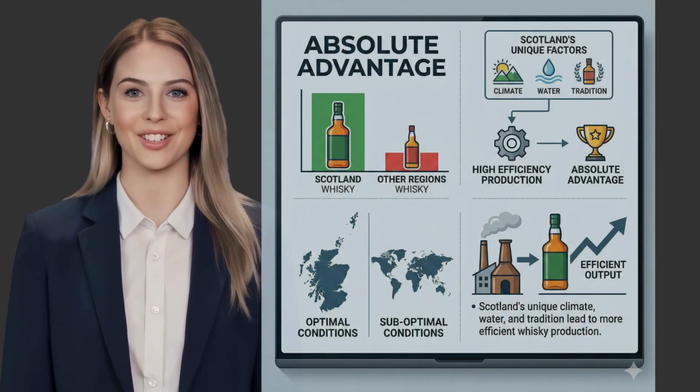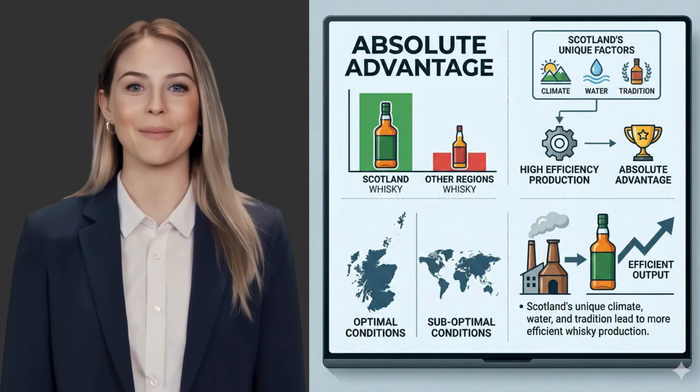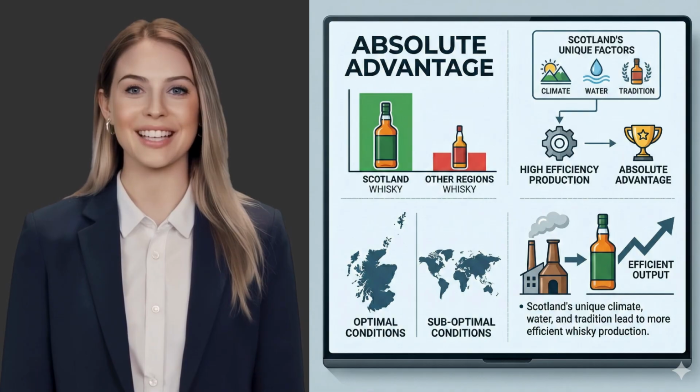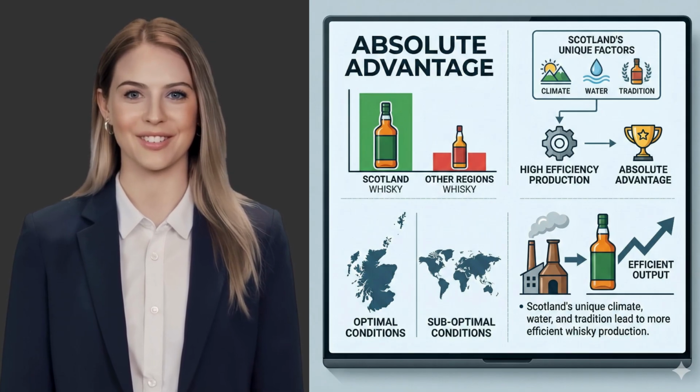Moving away from mercantilism, we encounter two critical theories: absolute and comparative advantage. Absolute advantage is about efficiency. A great example is Scotch whiskey. Due to Scotland's unique climate, water sources, and centuries of tradition, they can produce whiskey more efficiently than other regions. That is their absolute advantage.